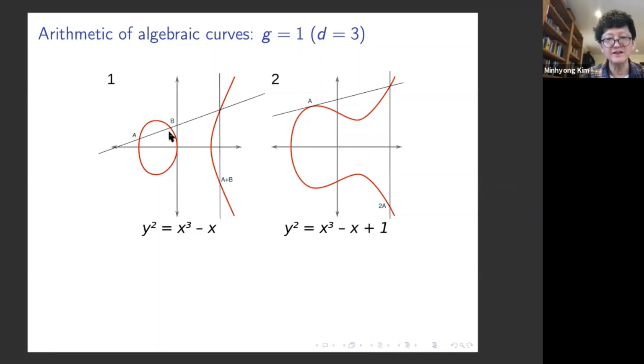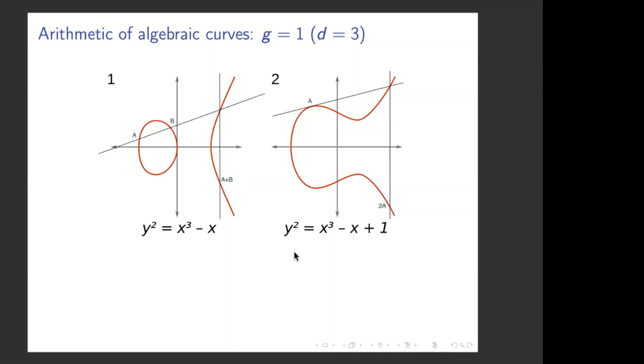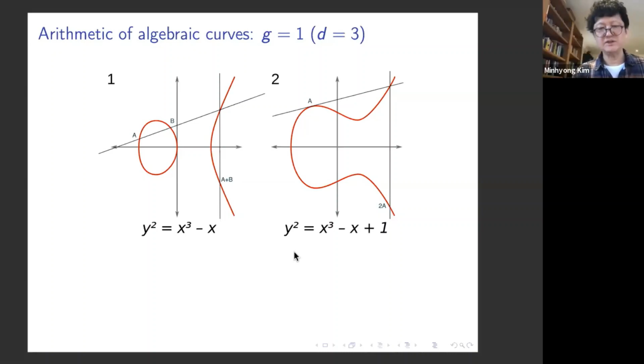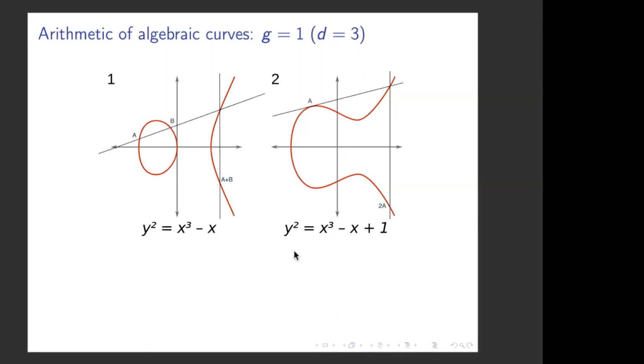If you want to add A and B, you draw the chord, the secant line through the 2 points, and that meets the curve at one other point, and you reflect it across the x-axis. That's A plus B. And you can also add A to itself using the tangent line. So that's the chord-tangent method, and you get this group structure. That's very useful, of course, because it gives you a way to organize the points and try to generate new ones from old ones and so on.